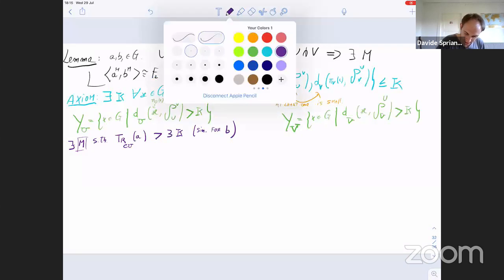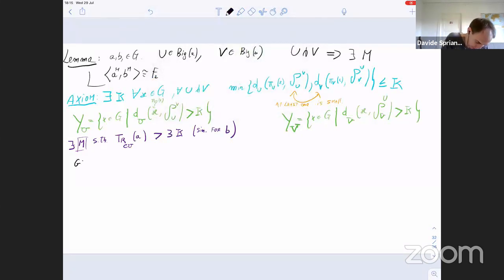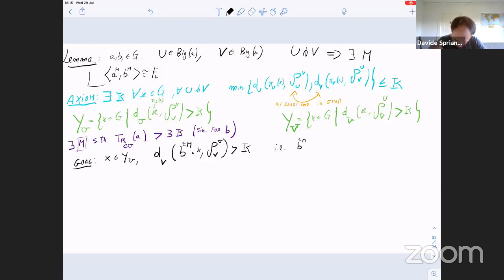Okay, so now are we ready to prove? What we want to prove, our goal, is to show that if I have small x in YU, then the distance in V between B to the T M applied to X and the projection on V of U is bigger than K, i.e. B to the M, maybe some T, sends YU inside YV. Okay, this is what we want to prove.